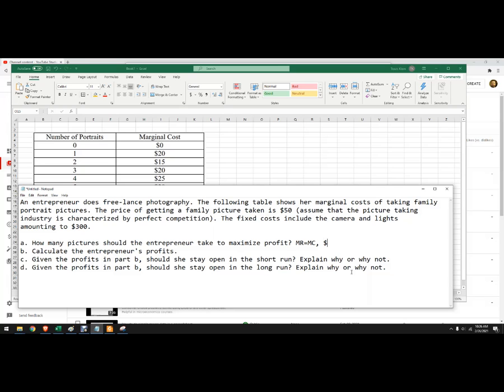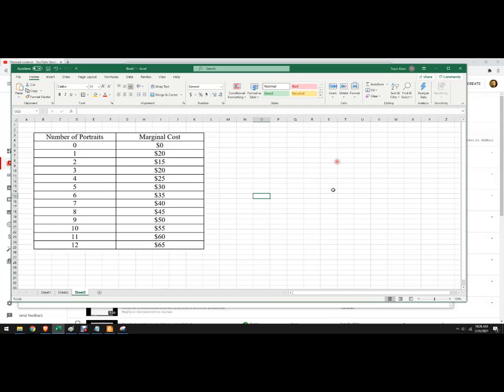Okay, so we know marginal revenue. What we don't know is marginal cost. Actually, we do know marginal cost. We're given that in a table. Then we need to calculate the entrepreneur's profits and then figure out what's going on in the short run or the long run.